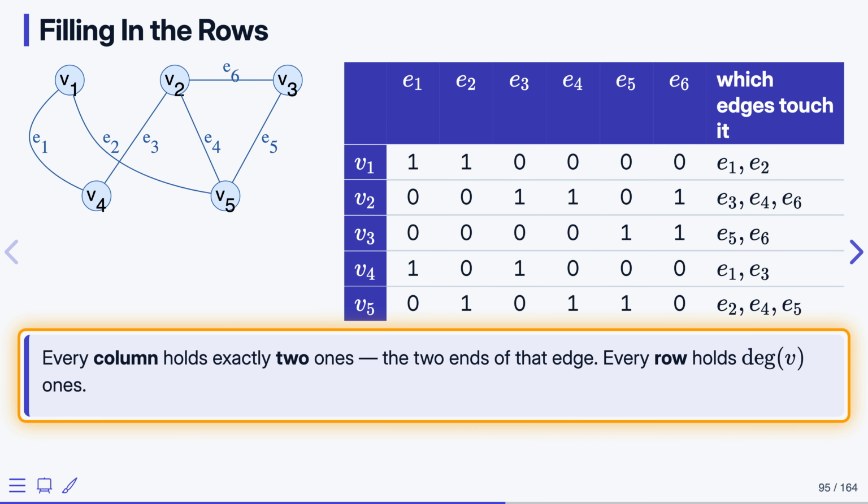Now check the work in 2 ways. Look down any column. It has exactly 2 ones because an ordinary edge has exactly 2 ends. And look across any row. The number of ones is the degree of that vertex. Row V2 has 3 ones, so V2 has degree 3.